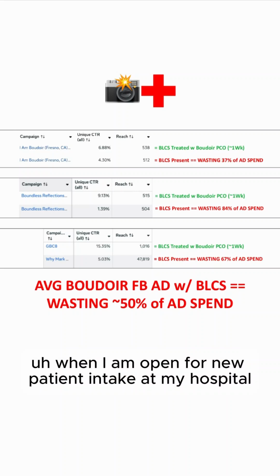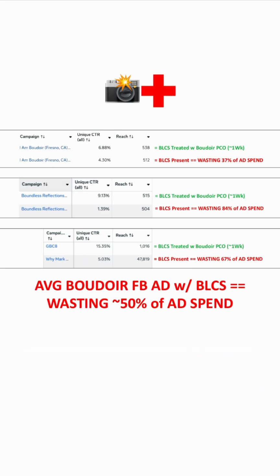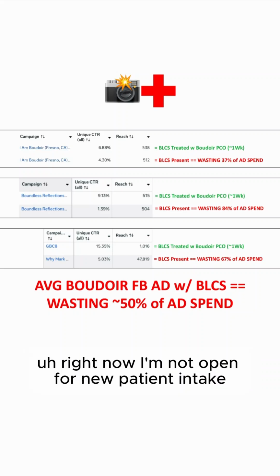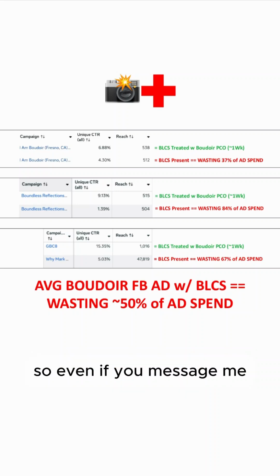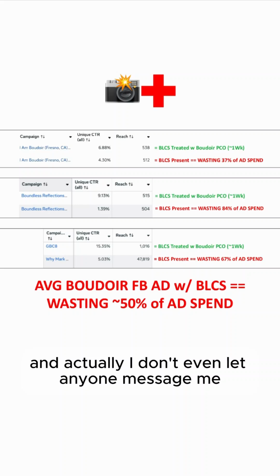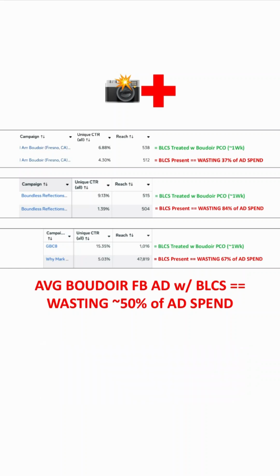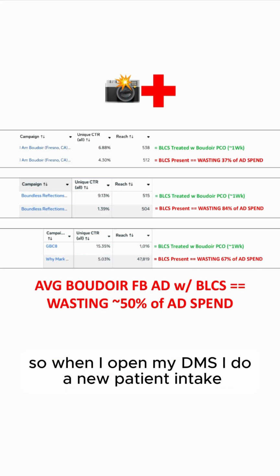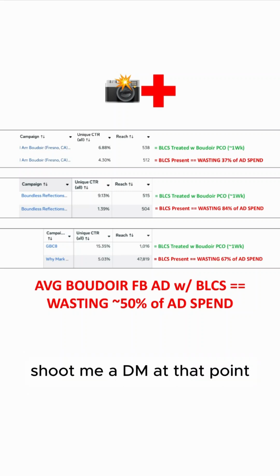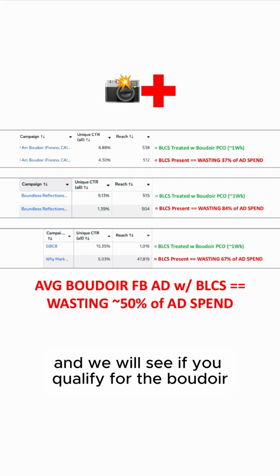when I am open for new patient intake at my hospital. Right now, I'm not open for new patient intake, so even if you message me, you're not getting in. And actually, I don't even let anyone message me, so you can't even find a way to message me anyways. So when I open my DMs, I do new patient intake. Shoot me a DM at that point, and we will see if you qualify for the Boudoir Pico treatment.